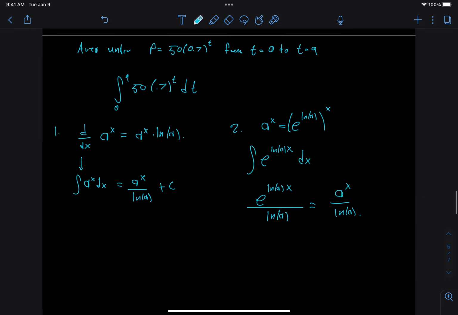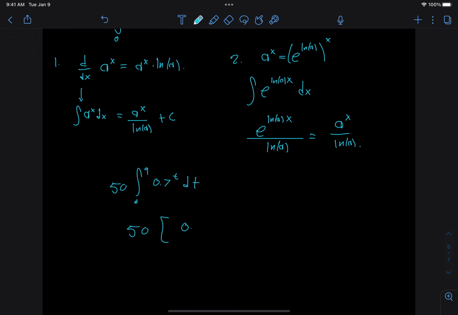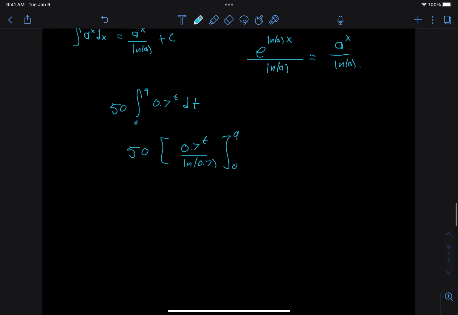So to do it for our specific case, we pull the 50 out, integral 0 to 9, 0.7 raised to the power t dt. So we just apply this rule here, which says we're going to do 50, and then we have 0.7 raised to the t divided by ln of 0.7. And we need to evaluate this at 0 and 9. So I moved everything to the right-hand side to show that now I've done the antiderivative, and now all that's left to do is plug in.